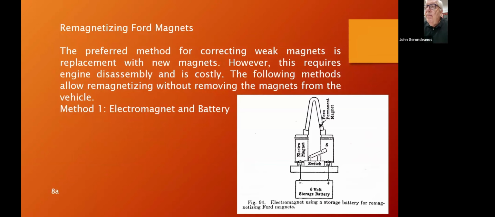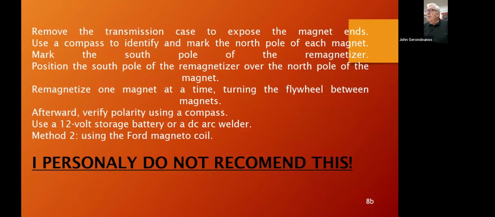So when you remagnetize Ford magnets on the Model T, you need access to the magnets. So when it says here remagnetizing Ford magnets, the preferred method is obviously to replace the magnets. That's what they said in the 20s when you could go to any Ford store and buy new ones. However, we can't do that, and we don't want to disassemble our motors. So the method to do this is to actually remove what they call the transmission cover, and we would call the hogshead. You can distinctly see that this is a fairly small magnetizer.